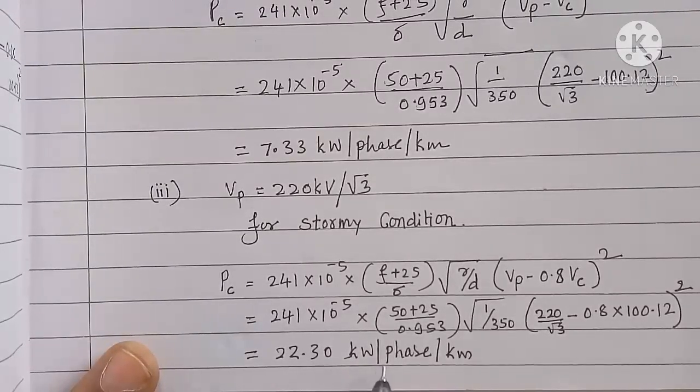These Pc values, if we multiply by 3 and the line length, we get 3 phase total power loss for the given length of line. That you can take as homework.